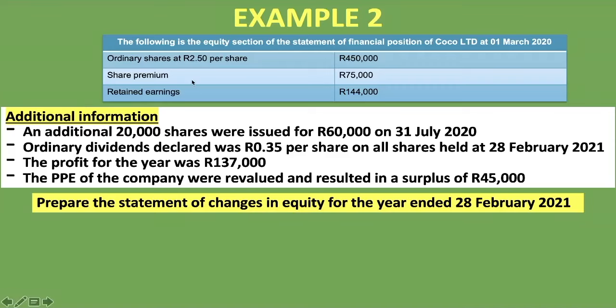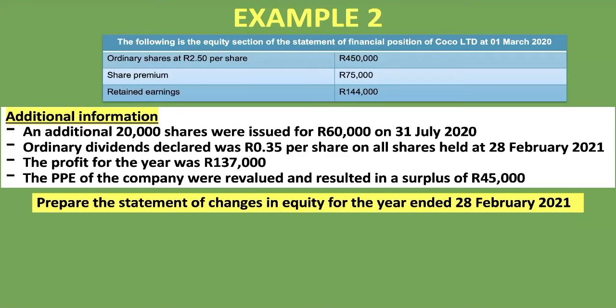Now, if you see here the information we're given as at the beginning of the period, ordinary shares at 250 per share. What is that 250? That 250 is the par value, or the face value of the share. Now, if we issued the shares at anything above the 250, that will be our share premium. Okay, I hope it's made sense.